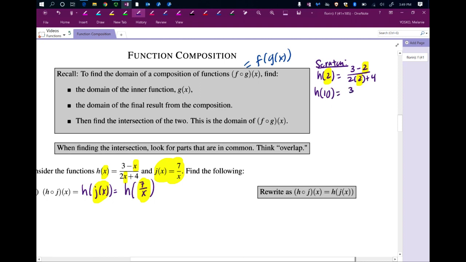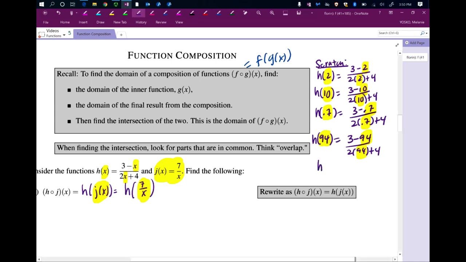h of 10 is 3 minus 10 over 2 times 10 plus 4. h of 0.7 is 3 minus 0.7 over 2 times 0.7 plus 4. I'm just pulling these out of the air. These have nothing to do with the problem. This is just so you can sort of get a feel for how to do this. h of 94 is 3 minus 94 over 2 times 94 plus 4. All we're doing is changing whatever I put in as my input. Remember, this part right here is my input in place of every x in here.